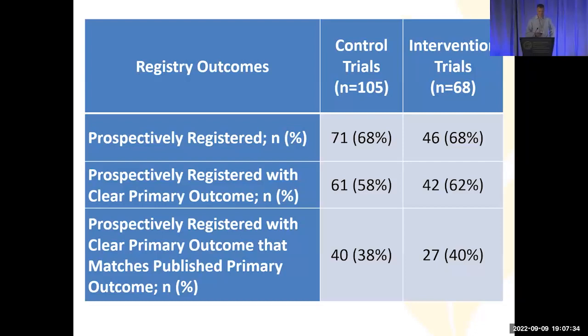research. And what we found was over 30% in both the control and the intervention conditions were retrospectively registered. Another 10% or so were prospectively registered, but with an outcome that was not precisely defined. And then about 20% in both groups had an actual mismatch between what was registered and what was published.